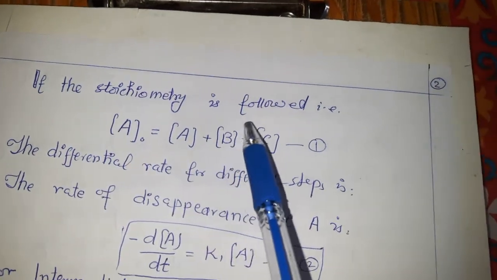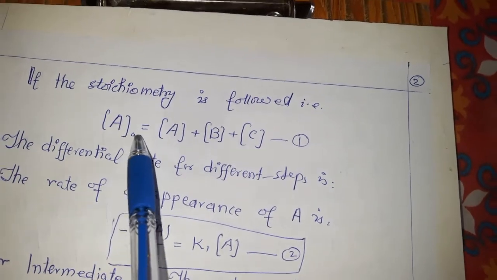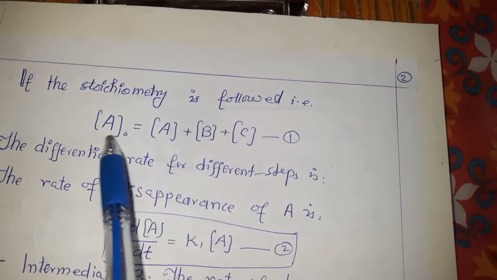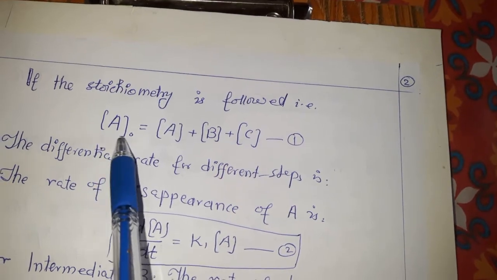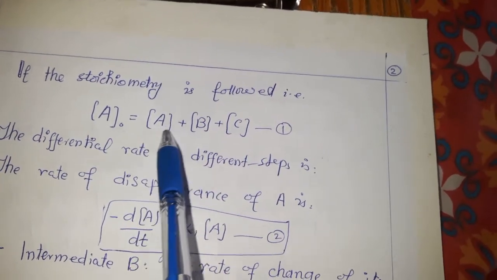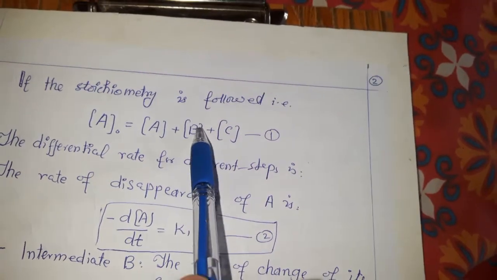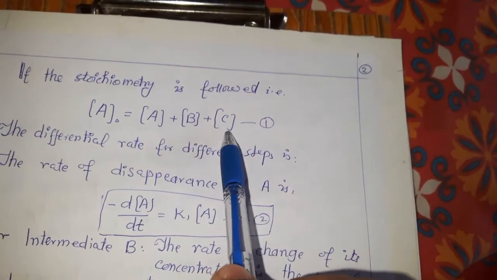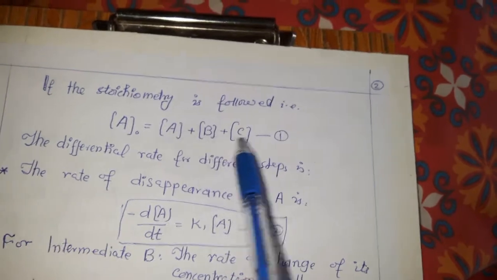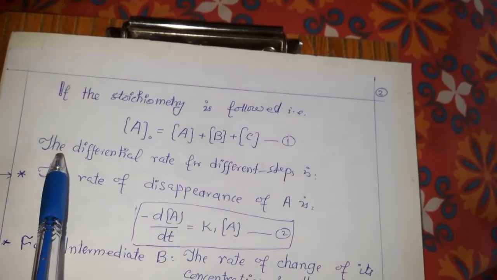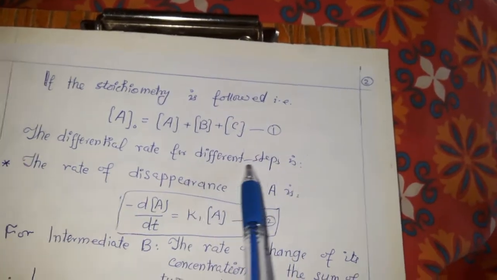If the stoichiometry of this particular reaction is followed, then the initial concentration of reactant, A naught, is given by the concentration of A at any time, plus some of A that is decomposed into intermediate B and some into final product C at any time. Now we have to calculate the differential rate for the different steps.